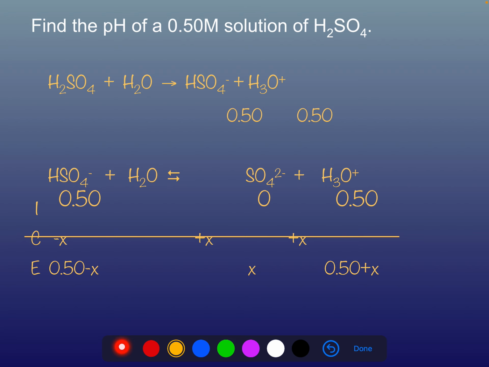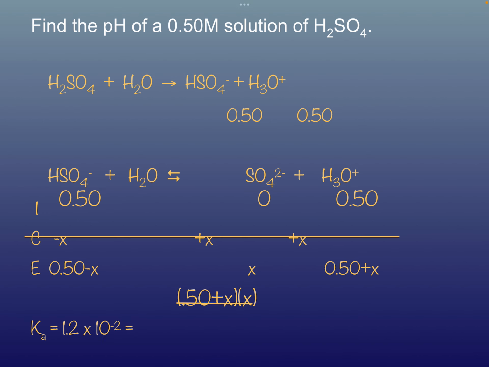If we look at the Ka for the second reaction, it's going to be 1.2 times 10 to the negative second. We plug in our products over our reactants, and we cannot ignore X here at all. So you are going to have to do a little bit of algebra and simplifying. Here we get that X would be equal to 0.011.